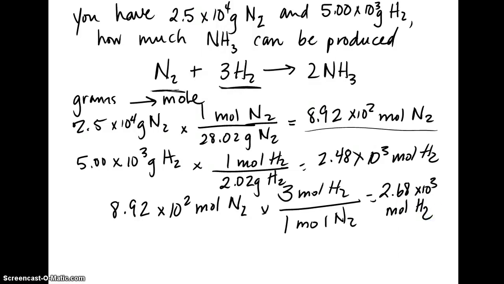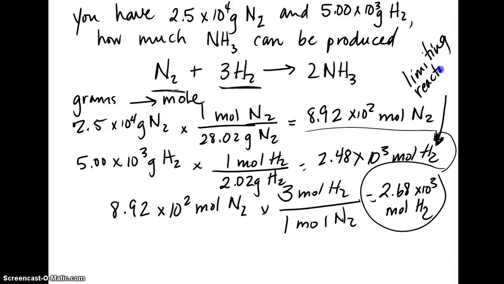So let me take a look. Do I have this much hydrogen? And I look up here and I go, no, I do not. I have too little hydrogen. For that reason, hydrogen is going to be my limiting reactant. This is going to run out first because I do not have enough of it.